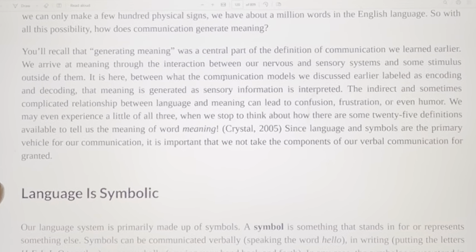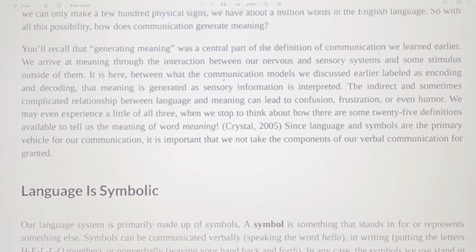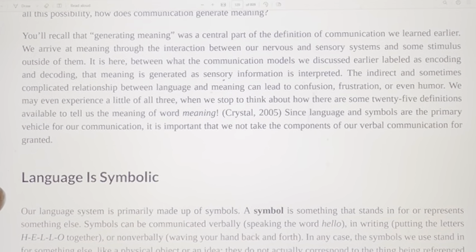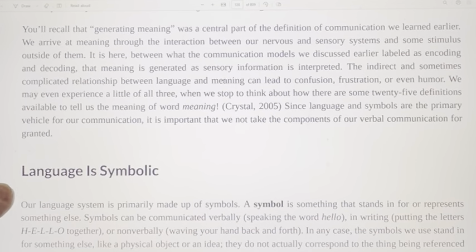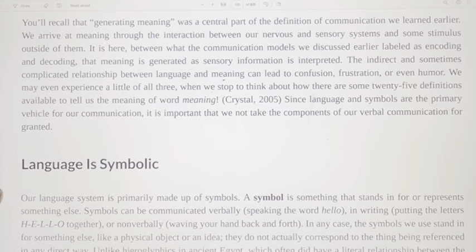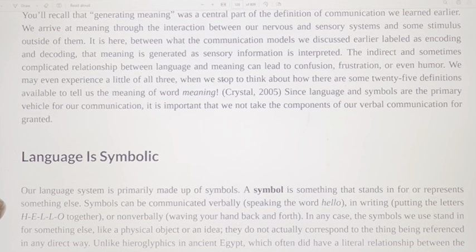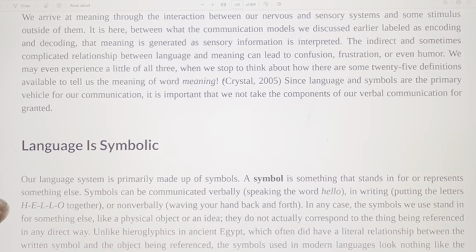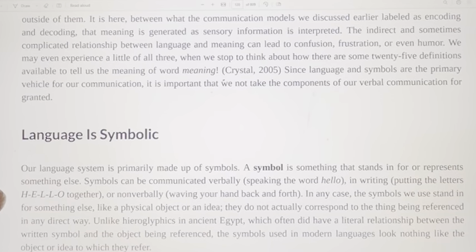So with all this possibility, how does communication generate meaning? You'll recall that generating meaning was a central part of the definition of communication we learned earlier. We arrive at meaning through the interaction between our nervous and sensory systems and some stimulus outside of them. It is here, between what the communication models we discussed earlier labeled as encoding and decoding, that meaning is generated as sensory information is interpreted.